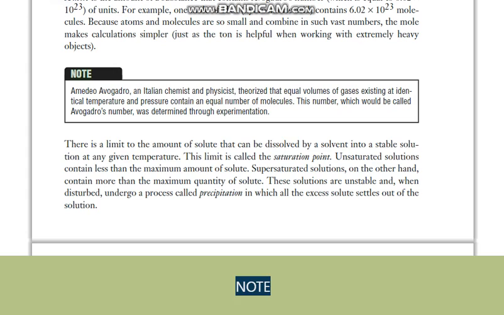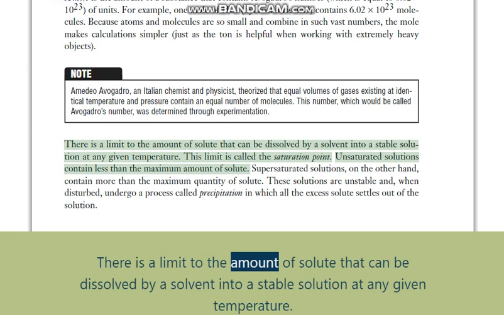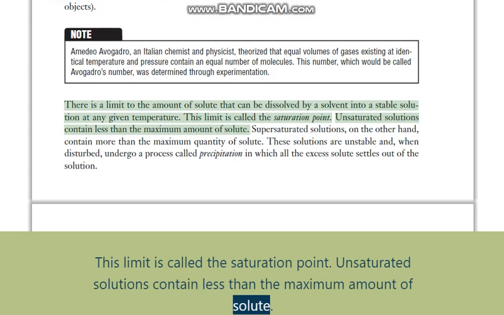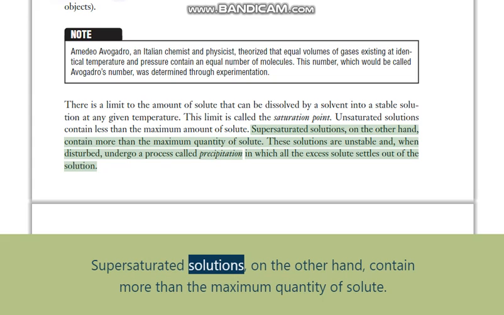Note: there is a limit to the amount of solute that can be dissolved by a solvent into a stable solution at any given temperature. This limit is called the saturation point. Unsaturated solutions contain less than the maximum amount of solute. Supersaturated solutions, on the other hand, contain more than the maximum quantity of solute.